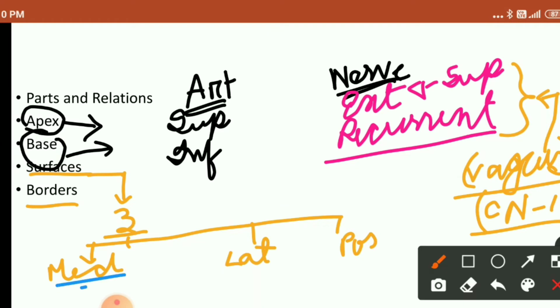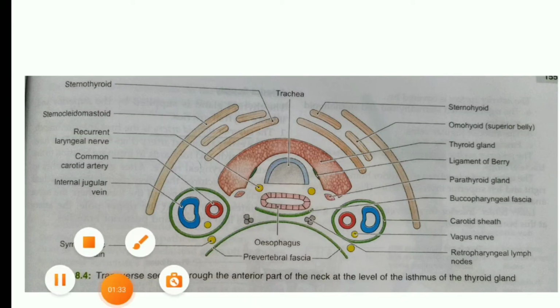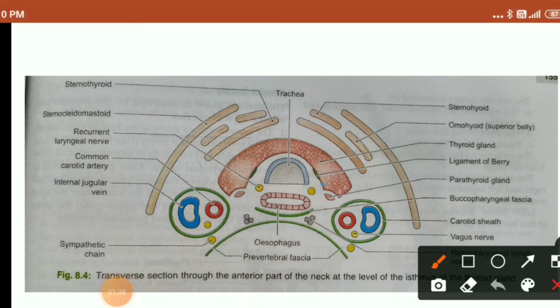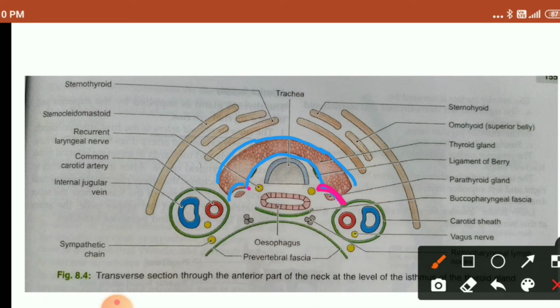Okay. Now, in order to go to the theory part, let us have a look at one diagram. You see, this is a transverse section of the thyroid gland. Here you can clearly visualize that this is the medial surface. On the other hand, this one is the lateral surface. And this is the posterolateral surface. Here the pink color region is the posterolateral surface. Now let us go to the medial and the lateral surface.